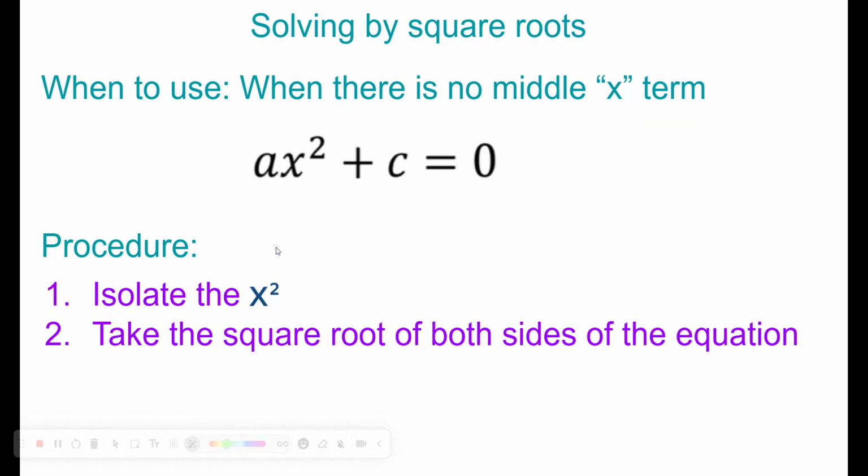If it looks familiar to you, it would be looking like our difference of squares from earlier in this trimester. So our procedure is to isolate the x squared and take the square root of both sides of the equation. I think the easiest way is going to be looking at some examples as we go through this.